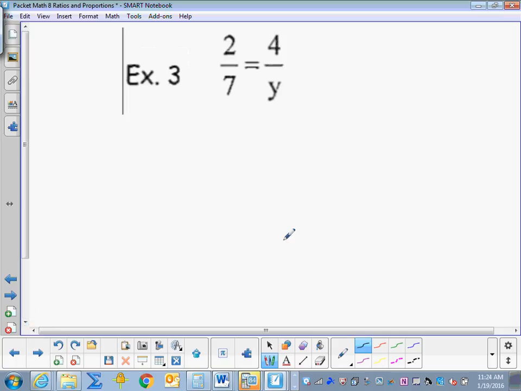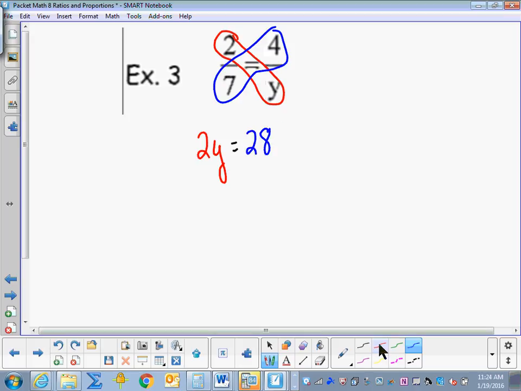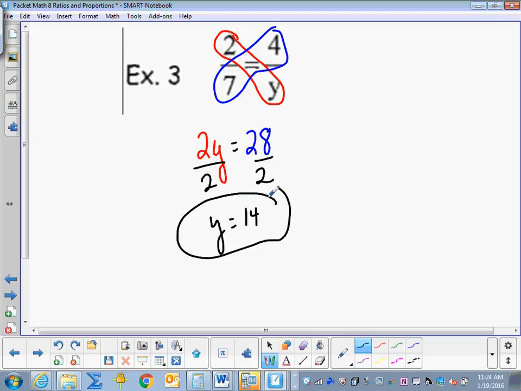Example 3, 2/7 equals 4 over y. So we're going to start by cross multiplying. 2 times y is 2y, and that's equal to 7 times 4, which is 28. And divide each side by 2, and y equals 14. So that's how you solve proportions with a variable.